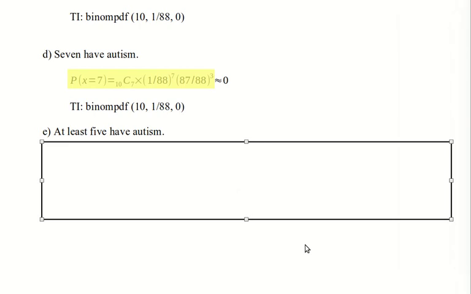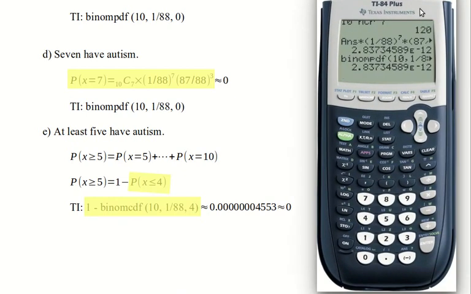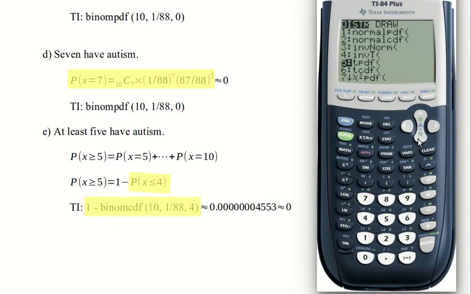The next question says at least 5 have autism. At least 5 means 5, 6, 7, all the way up through 10. That's the complement of at most 4. So we're going to compute the probability that there is at most 4, and then we're going to take its complement by saying 1 minus that. So let's go into the calculator and do that. I'm going to go into the distribution menu, down to a cumulative distribution function.